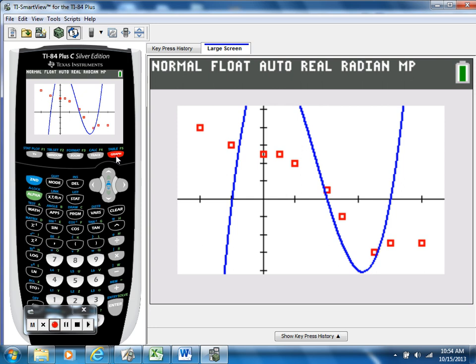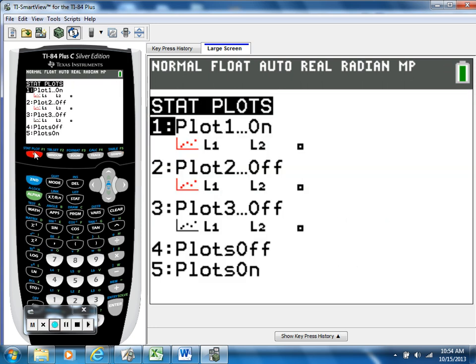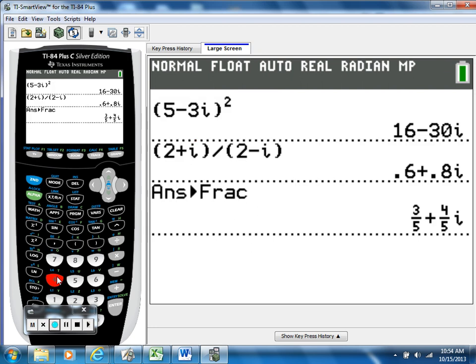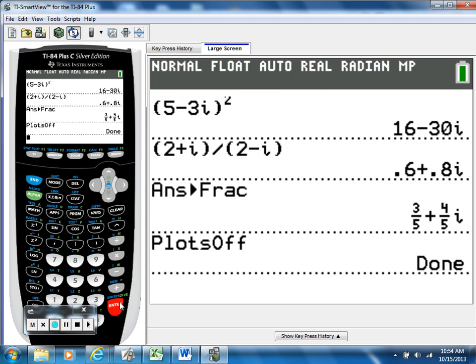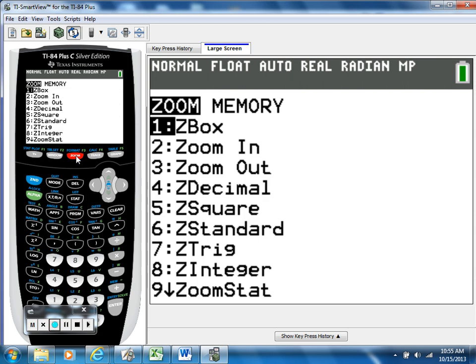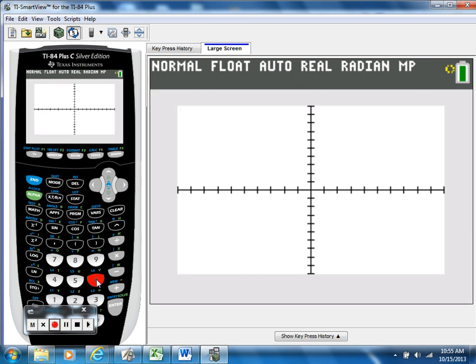So to turn off your scatter plot, in case it ends up being on yours tomorrow and you want to fix that, you go to second y equals, and you go to number 4, plot off, and click enter. You should see the word done. Notice I also was not in a 10-10 window. Can somebody else tell me how to get back to the 10-10 window? Zoom and then standard. All right. That puts me back to the 10-10 window. It's actually more helpful if I'm in that pretty little window.